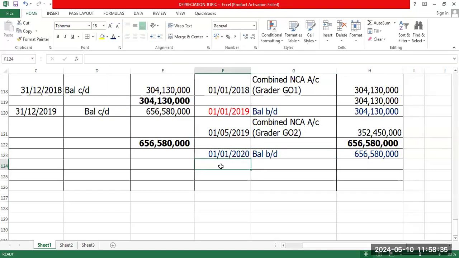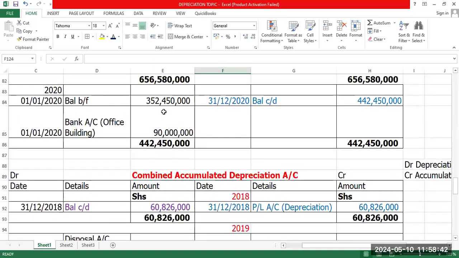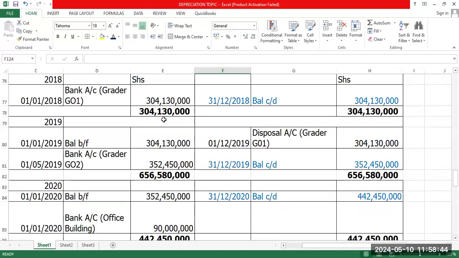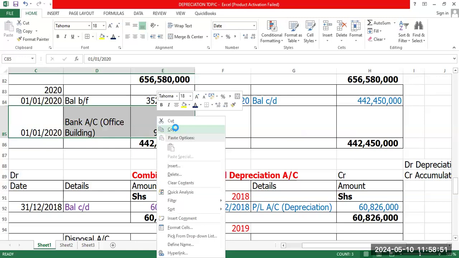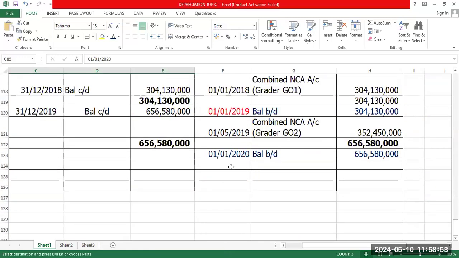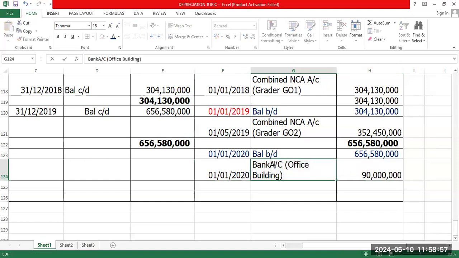Then you ask yourself, in 2020, did you purchase any other asset? Come back to your asset account. Look for where you have bank account. It is on debit. We are going to credit. Here, put the word combined, because you're picking this from the combined non-current assets account.